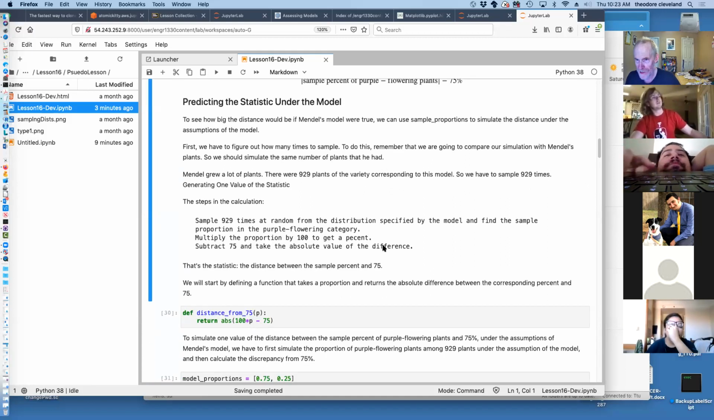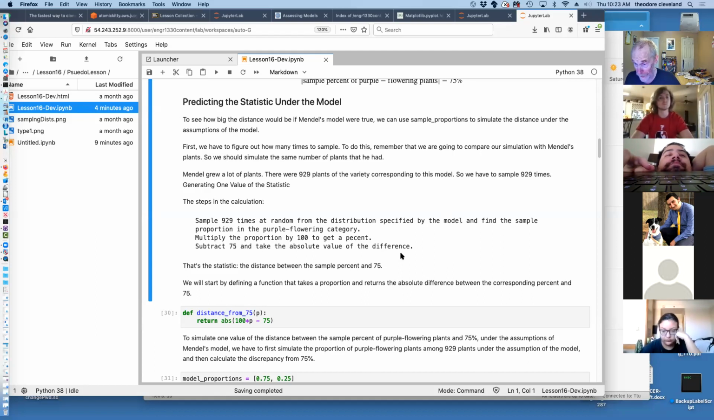So to see how big the distance would be if Mendel's model were true, we'll use sample proportions to simulate the distance under the assumptions of the model. So first we have to figure out how many times to sample. We already know it's going to be a lot. And to do this, remember, we're going to compare to the actual data. So we should simulate the same number of plants he had.